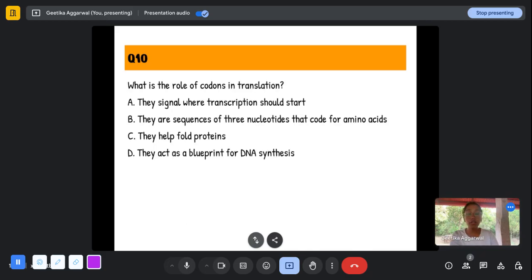Question number 10. What is the role of codons in translation? What roles do codons play in translation? Do they signal where transcription should start? Are they sequences of three nucleotides that code for amino acids? Do they help fold proteins, or do they act as a blueprint for DNA synthesis? Your 10 seconds timer starts now.